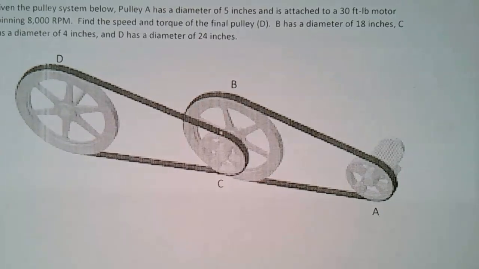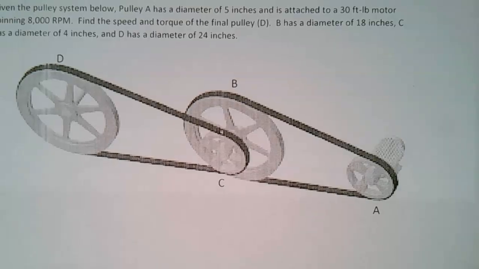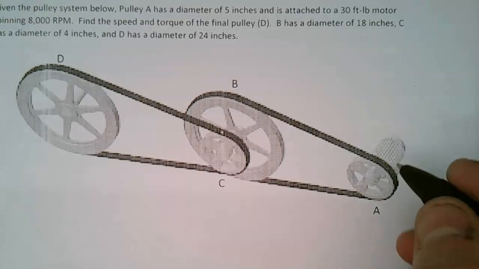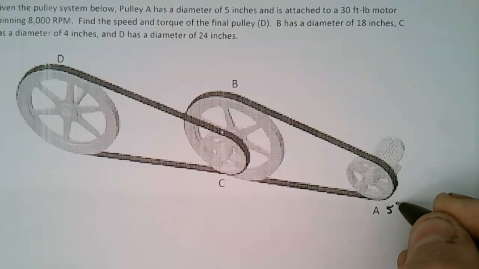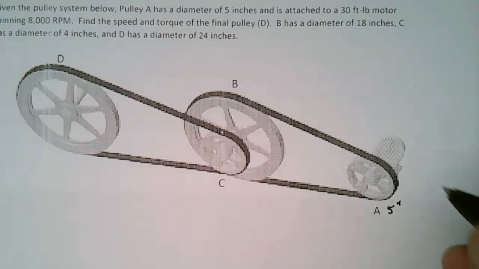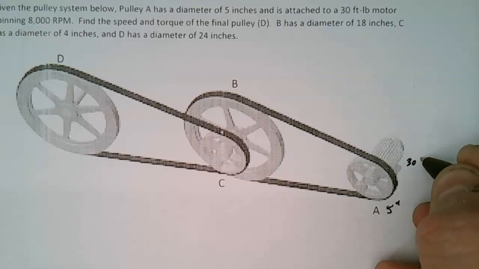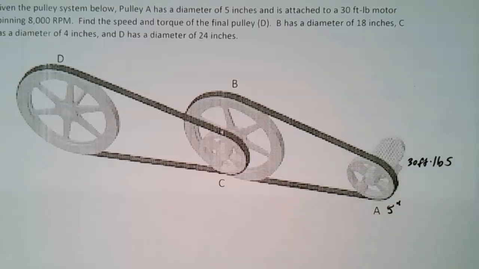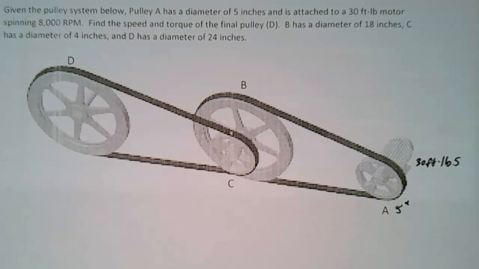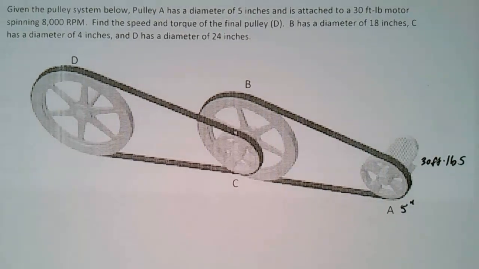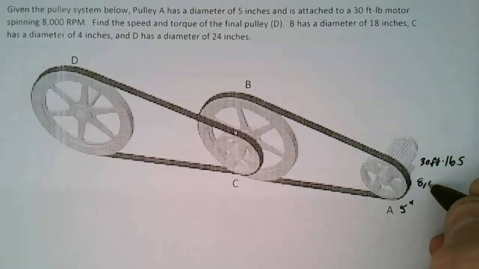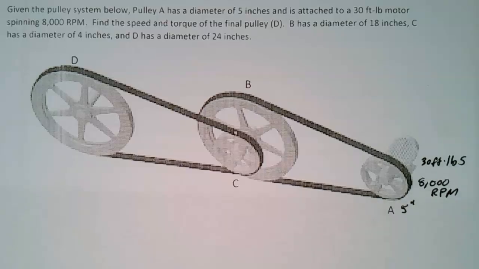I am given that pulley A has a diameter of 5 inches, and it is attached to a motor that puts out 30 foot-pounds of torque and is spinning 8,000 RPMs, which is pretty typical of an electric motor. Some of them spin even faster. So we've been given all this spec. This comes right off the motor of pulley A.